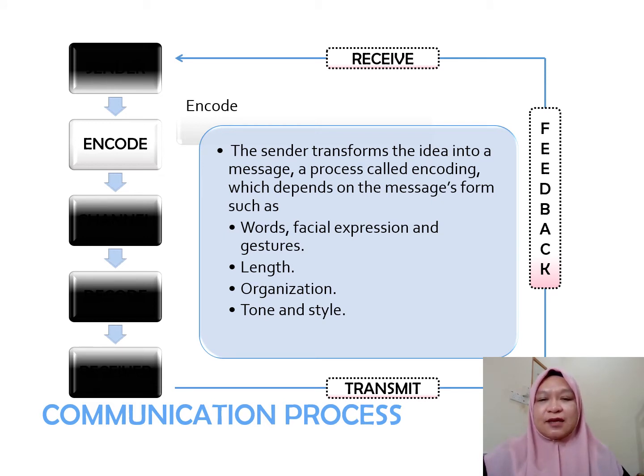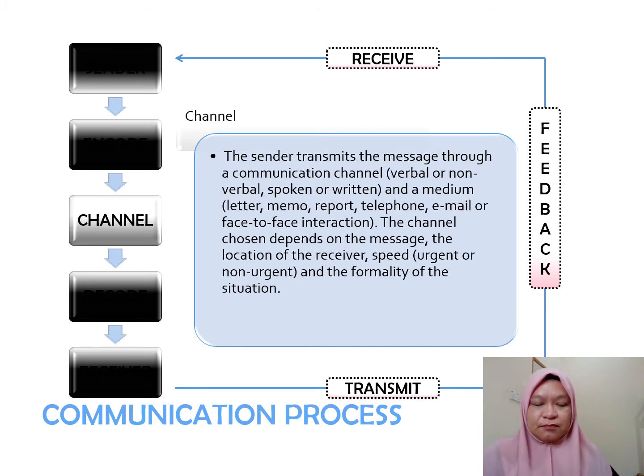The sender transforms the idea into a message, a process that we call encoding, which depends on the message forms such as words, special expressions or some gestures in order to convey or to send the message. It depends on the length of the message and how he organizes the message, and the tone or the style that he uses. So this is encoding.